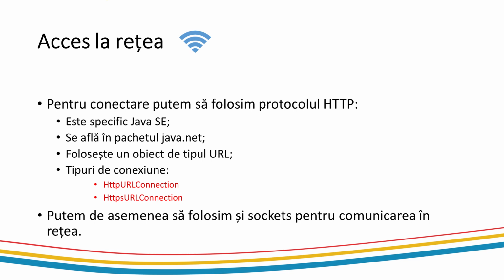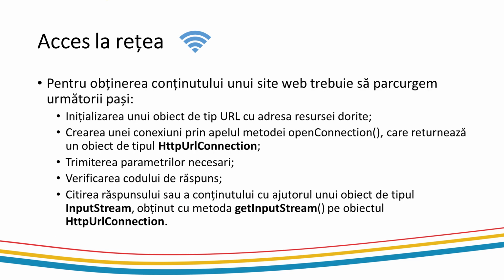What's the difference? The key difference is security. HTTP URL connection handles regular, unencrypted HTTP connections. This means that any data transmitted over this type of connection could potentially be intercepted by someone snooping on the network. Oh, that doesn't sound good. Not ideal, especially if you're dealing with sensitive information like passwords or credit card details. That's where HTTPS URL connection comes in. It uses something called TLS-SSL encryption to secure the communication channel.